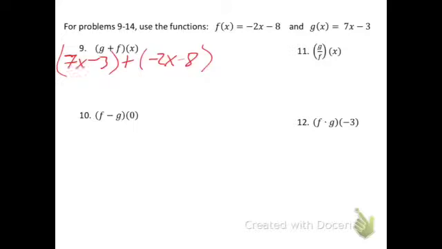Combine the x's to give us 5x. Combine the subtract 3 and subtract 8 to give us subtract 11. And we got 5x minus 11.